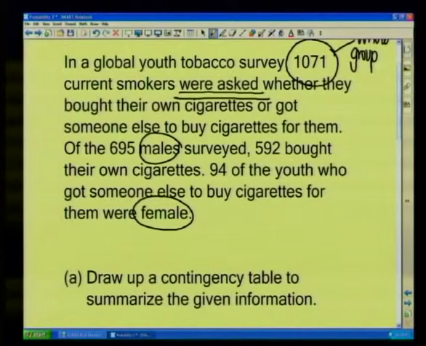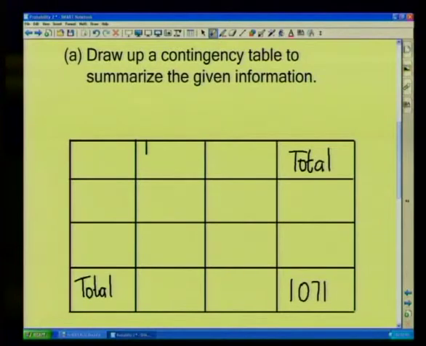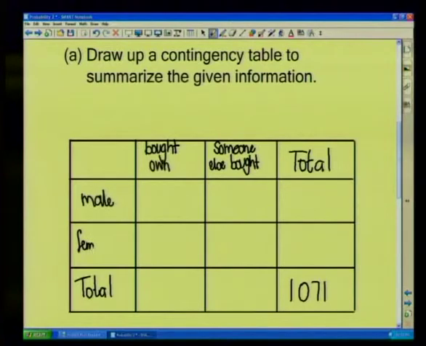Now this isn't an easy one to see, so you need to read it maybe a little bit more carefully again. So they either bought their own cigarettes or got somebody else to buy the cigarettes for them. Very long-winded, so let's make an abbreviation of that. So, bought own, or someone else bought. And I've got all male and female. Okay, so those are headings.